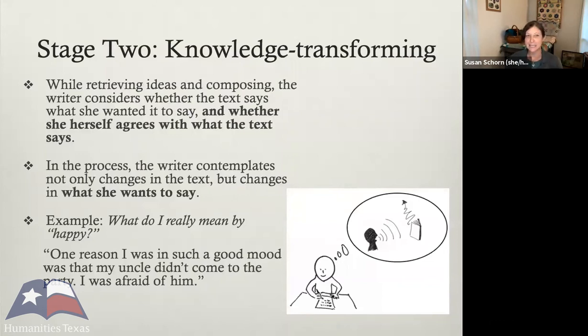And I like to say that a key place where we see knowledge transforming, that transition happening, is in tweens and teens when they start to write poetry, because they get some words down on paper and they look at it and they have this moment of revelation: oh my gosh, I am so much more profound than I ever realized as a person, right?